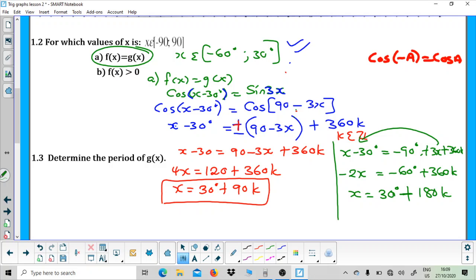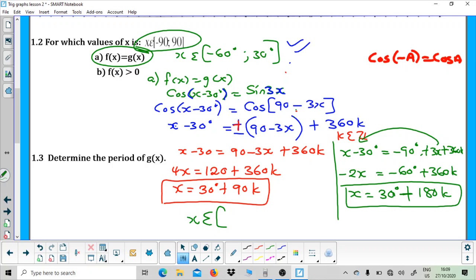Since k can be an element of the integers, it can be a positive or a negative number, it will not affect much there. So this right here will be your general solution as well. Now, how do I use it? Remember, I am working from negative 90 to 90. So you play around with your k values until you get all the values of x that you need.